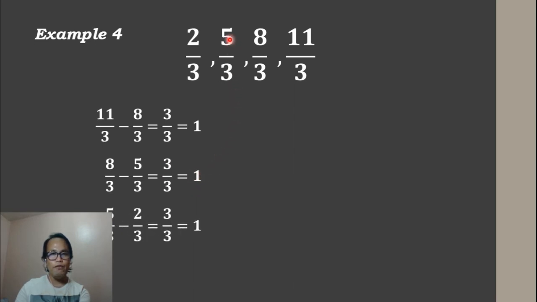And then we have 5 over 3 minus 2 over 3. So 5 minus 2 is 3, over 3, is equal to 1. So therefore, our constant number for this specific example is positive 1. Therefore, our common difference is positive 1.